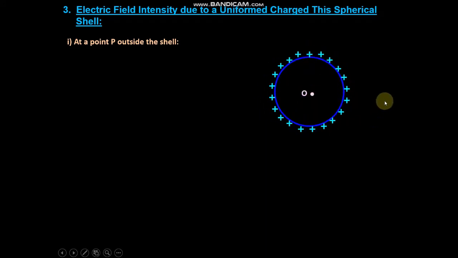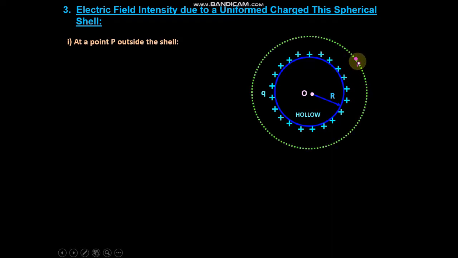Now we take a point P which is outside. Now this is the radius of the shell, it's hollow, and the charge on the shell is Q, and let us take a point P outside the spherical shell, and we will try to find out what is the electric field strength here with the help of Gauss theorem. Now for finding out the electric field strength here, naturally we need a Gaussian surface, because when we are applying Gauss theorem we always need a Gaussian surface.